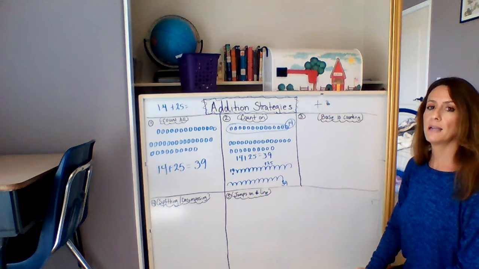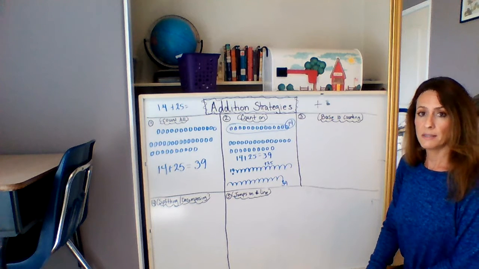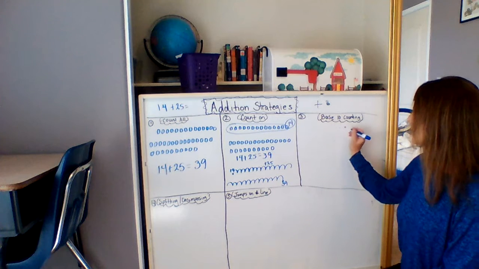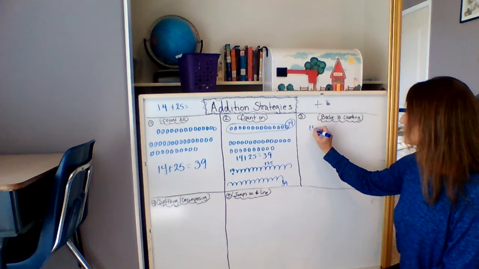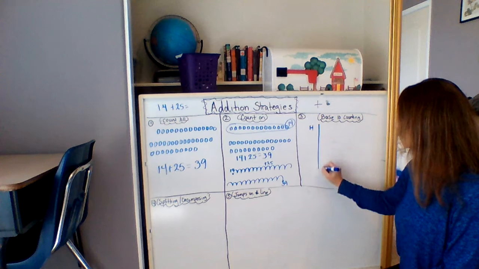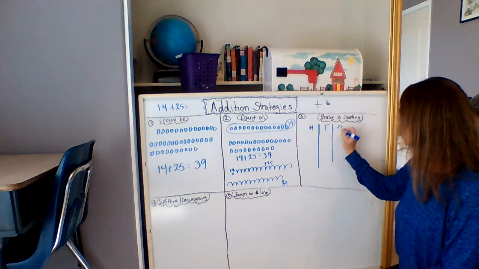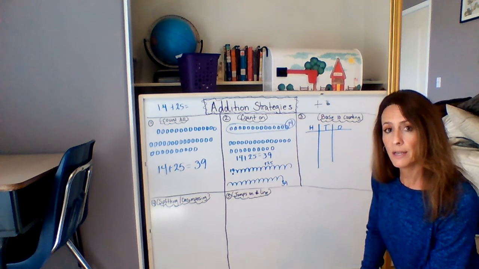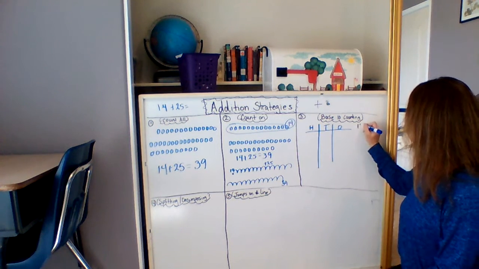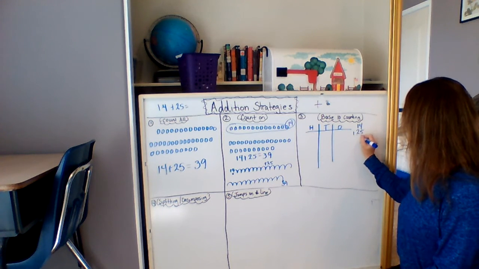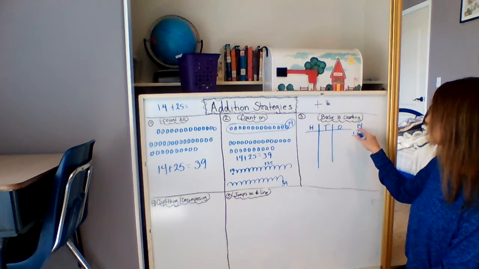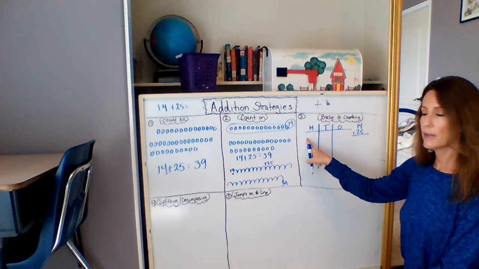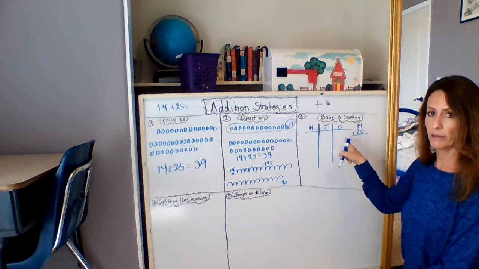Okay, so what does base 10 counting look like? In order to use base 10 counting, you have to know your base 10 place values. So in second grade, you are learning how to add numbers in the hundreds place, the tens place, and the ones place. With a number like 14 plus 25, we're going to set up these numbers into our hundreds, tens, ones, or HTO model.